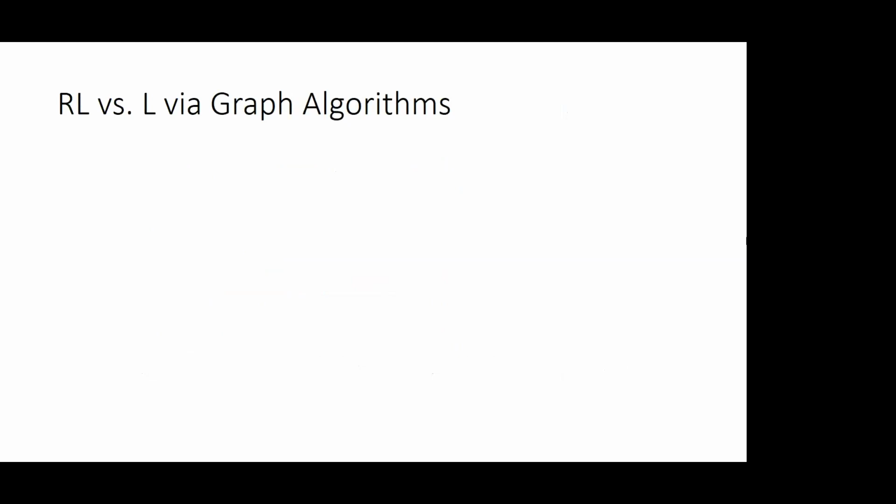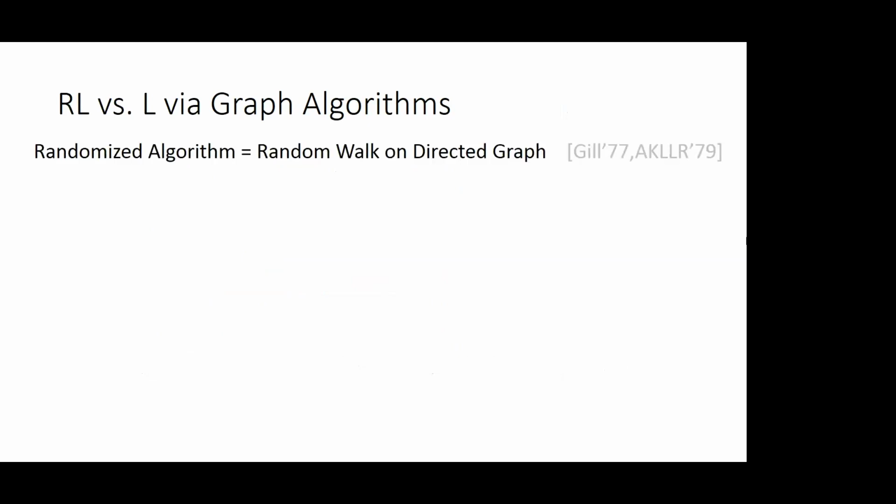And so that takes us to our second approach of how you can potentially try to solve RL versus L, which is via graph algorithms. The idea is that it uses the correspondence between randomized algorithms and random walks on directed graphs, which is as follows. We can view each state that a randomized algorithm could possibly take as being a node in a graph. And then the transitions between states that the randomized algorithm can make, we can represent with directed edges. And then if we run the randomized algorithm, this is equivalent to just taking a random walk on this corresponding directed graph that we've just defined.